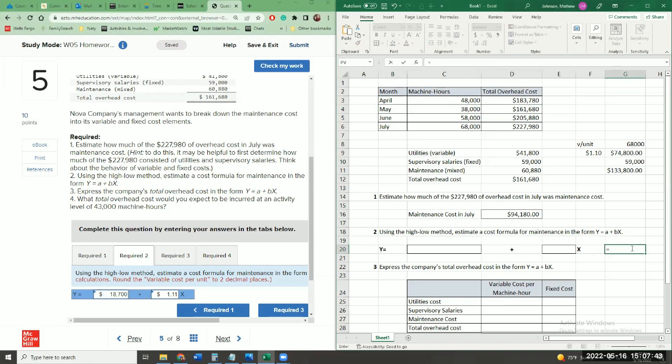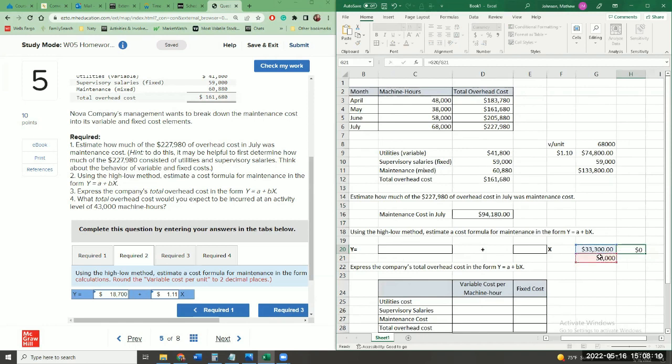So the difference of the cost are only for the maintenance cost. So the 94,180 of July minus the 60,880 of May. And the difference of the units are the 68,000 machine hours of July minus the 38,000 machine hours of May. So now we just need to divide these two together and we get 1.11 for the variable part. So that's going to be the B, 1.11.